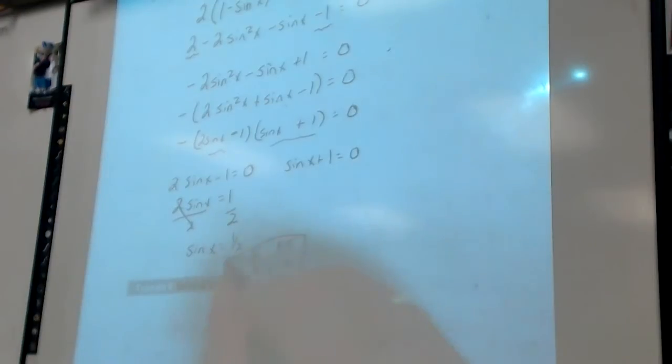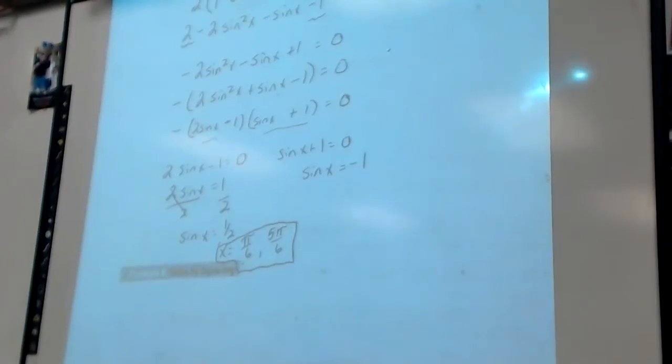Well, that's part of our answer. Now we need to do this one. So subtract 1. Sine x equals negative 1. 3 pi over 2. 3 pi over 2, and that's it, isn't it? Yep.